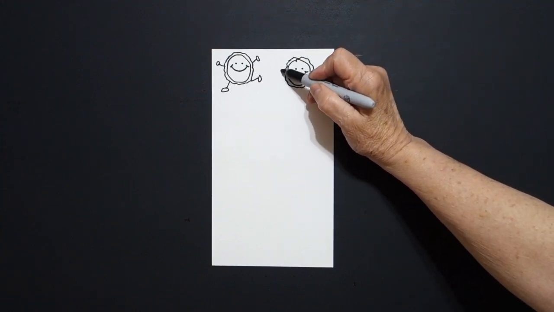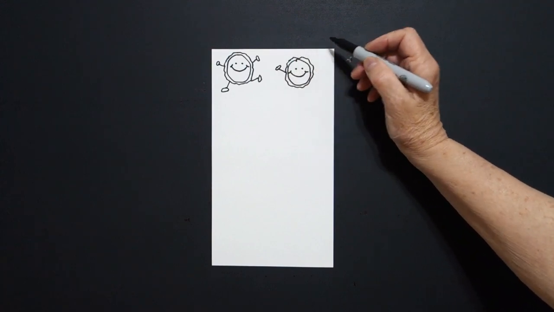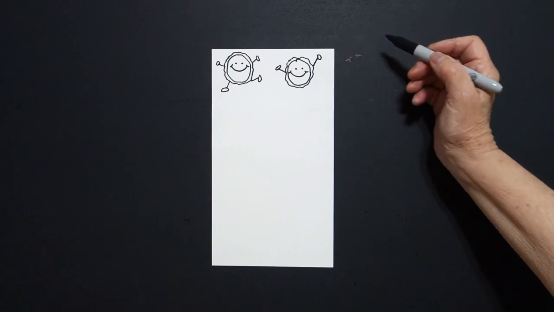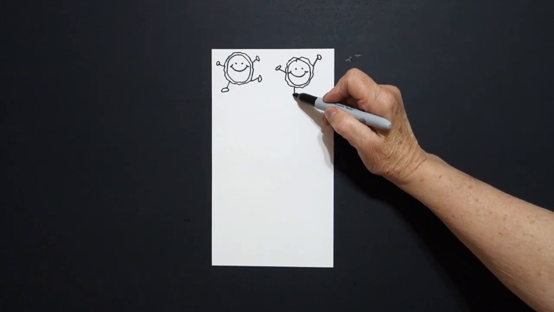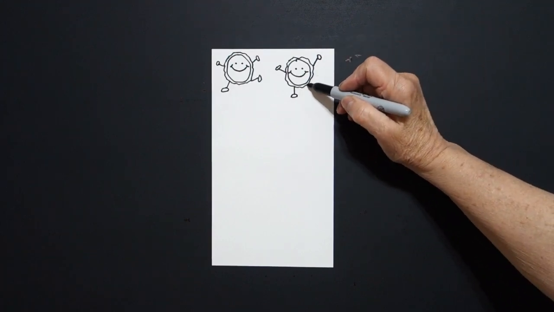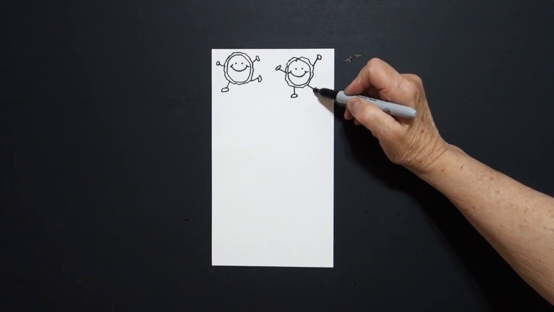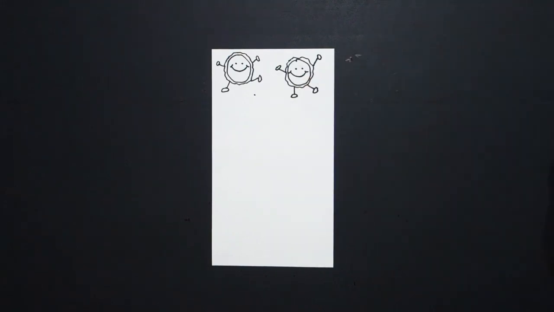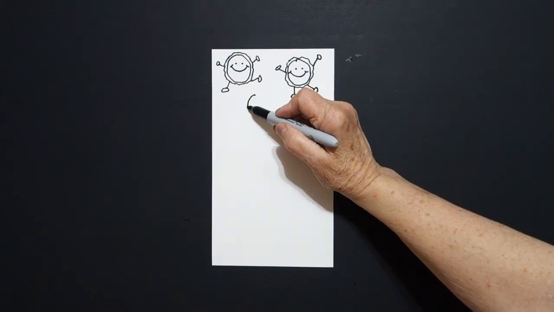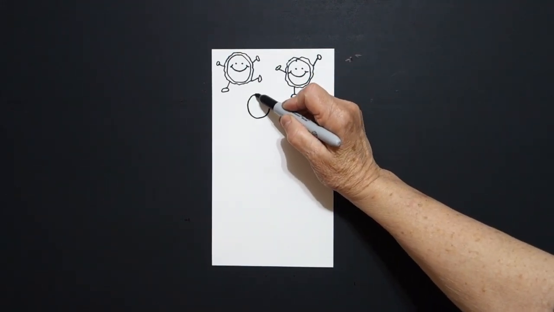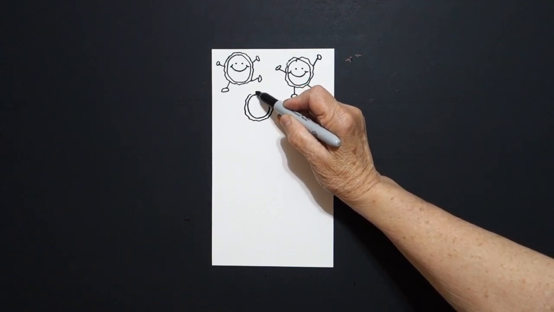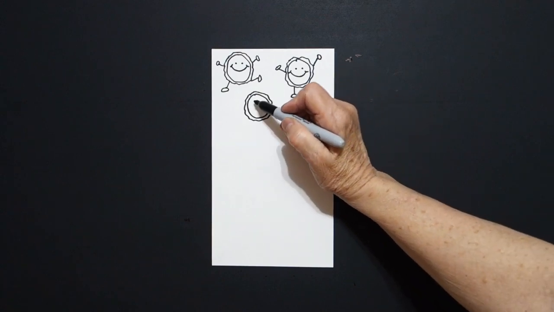Now we're going to draw a straight line out on the left, flat oval, straight line out on the right, flat oval, straight line down, flat oval, straight line out, flat oval. Come right about here, put a dot. We're going to draw a circle and we're going to draw a wavy line all the way around, connect.